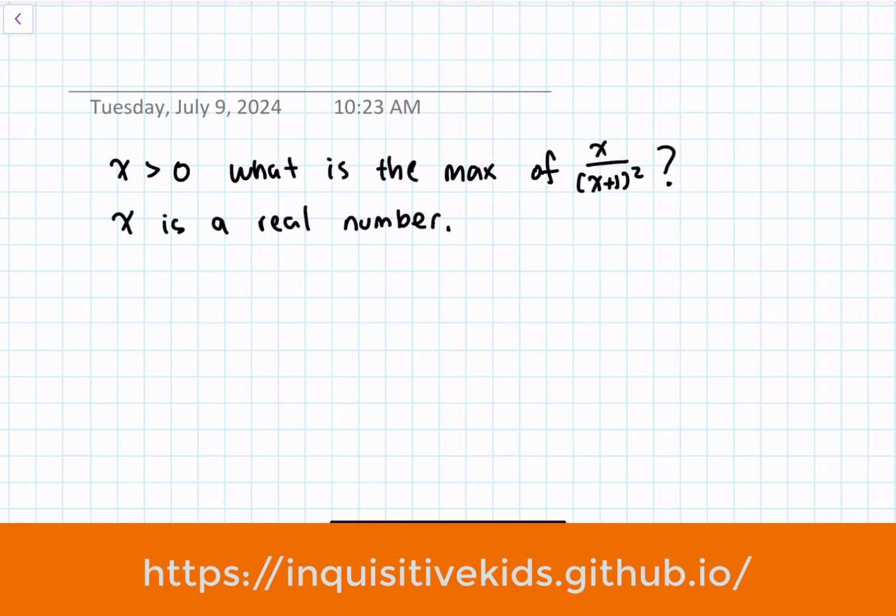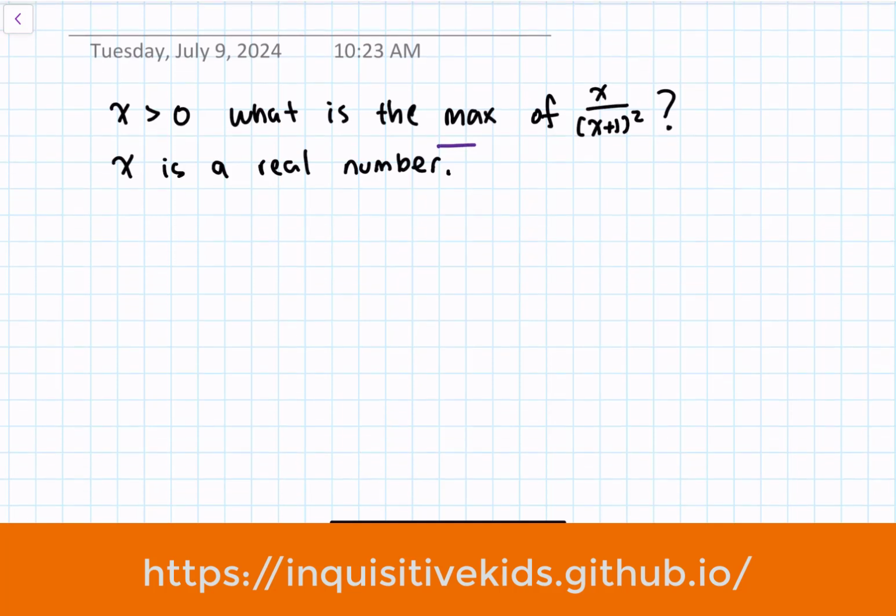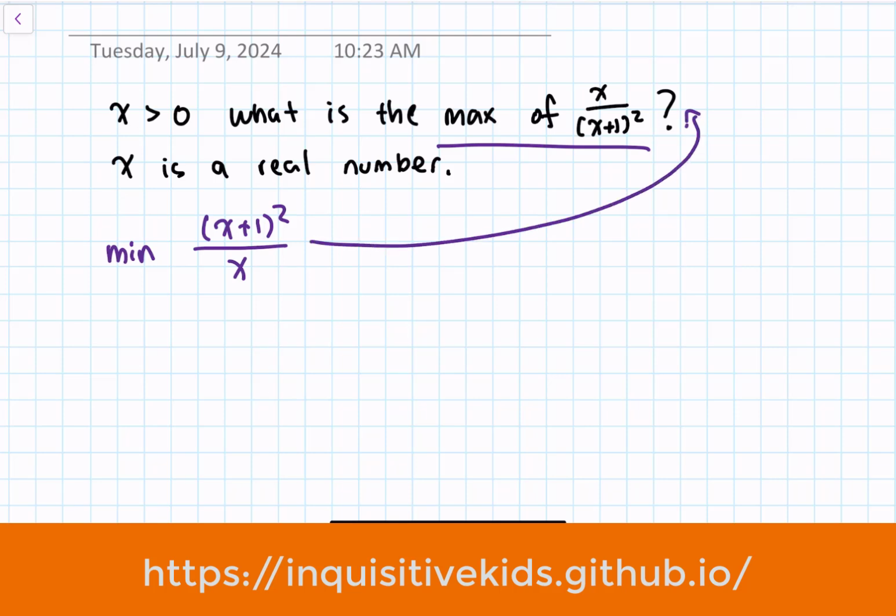I'm going to share with you two solutions. So let's start with the first one. The first solution is pretty clever. If we're trying to find the maximum value of this, isn't it the same thing as finding the minimum value of its reciprocal? So it means now we're trying to find the minimum of x plus 1 squared over x. They are each reciprocals.